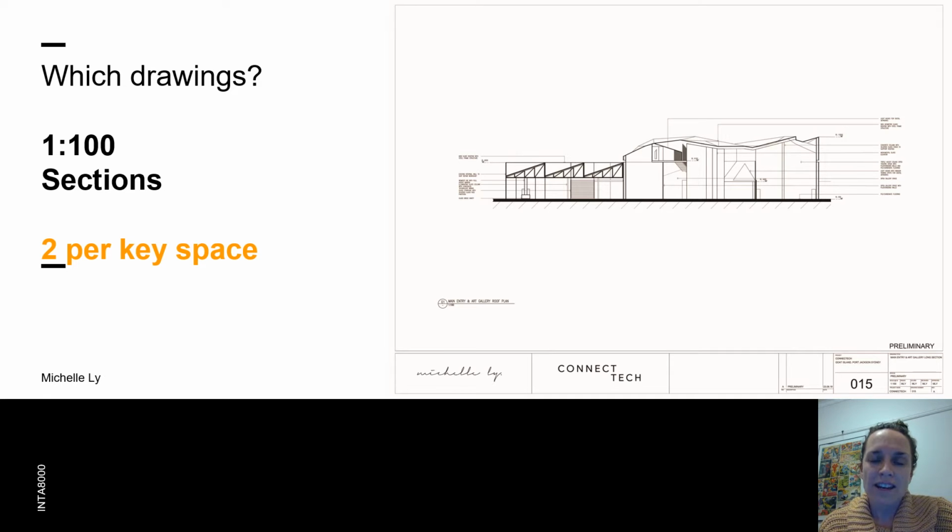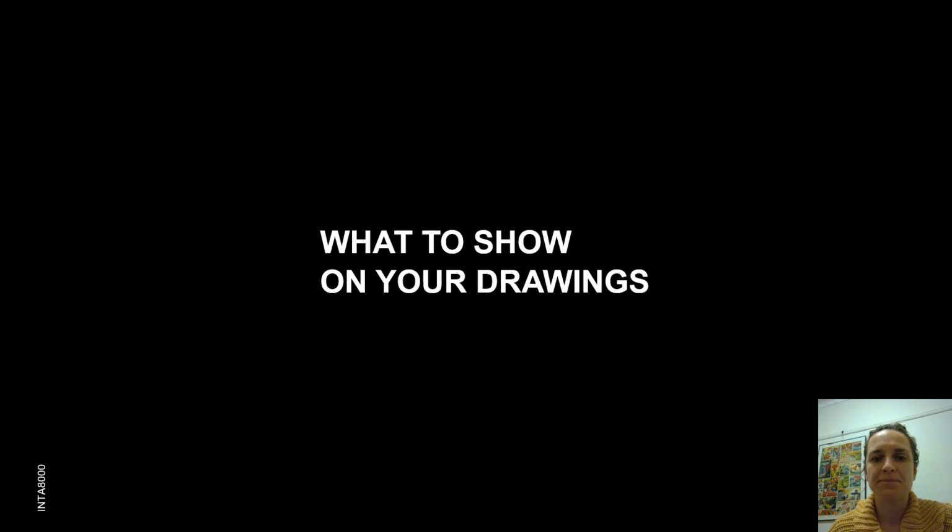You also then need to have 1 to 100 sections, and again this will be 2 per key space, generally a short section and a long section. So they're the drawings that you need to create. What do you actually need to show on those drawings?